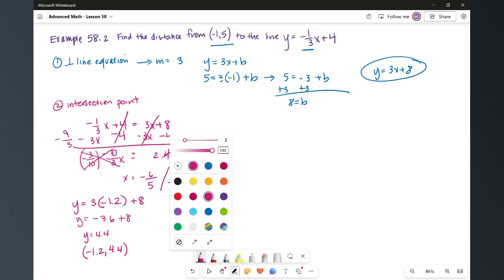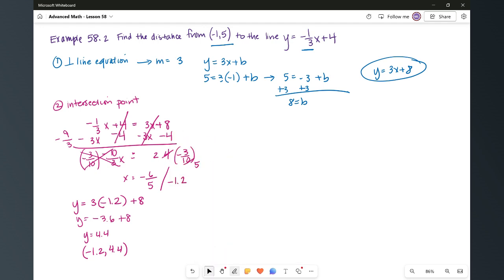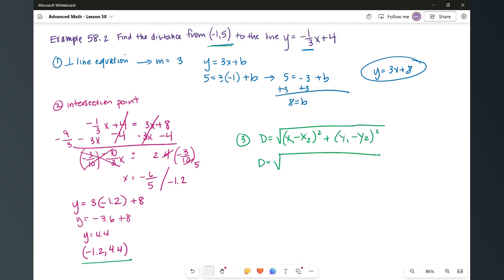We need to now find the distance between the 2 points I have. So here's 1 point, back up to my original problem, and I have my second point. So over here, distance equals the square root of (x1 minus x2) squared plus (y1 minus y2) squared. All right, let's plug in what we know.